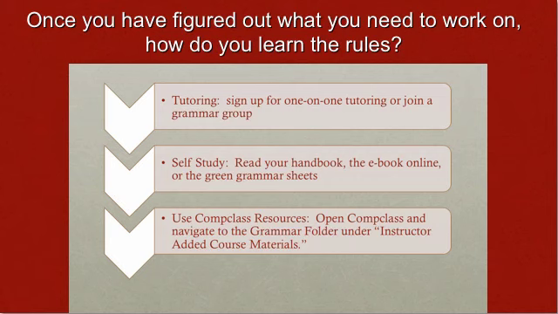Once you have figured out what you need to work on, how do you learn the rules? As we just showed you, within the personalized study plan, there are links to the ebook and various online exercises. You might also choose to sign up for one-on-one tutoring by putting your name on the purple clipboard or joining a small group workshop that pertains to your most common errors. Some students do well with self-study. They can read the writer's reference book online or look over the green handouts located in the racks near the doors. These handouts are free and yours to keep.